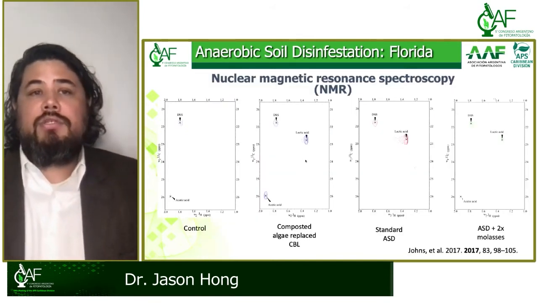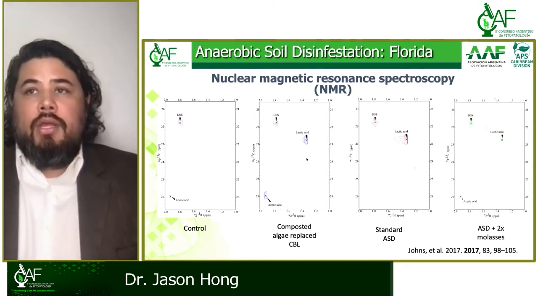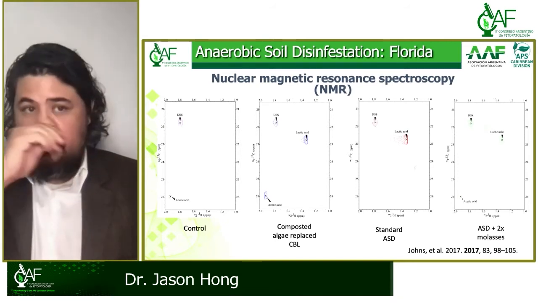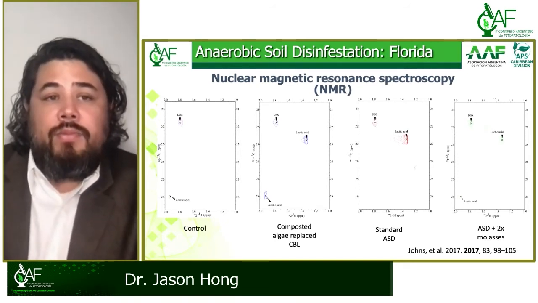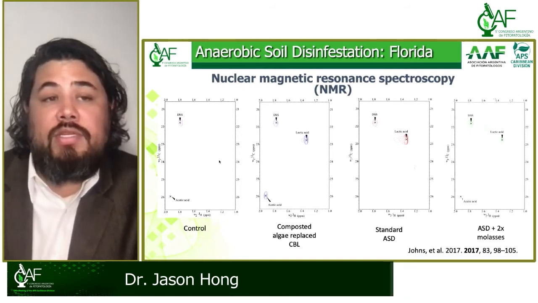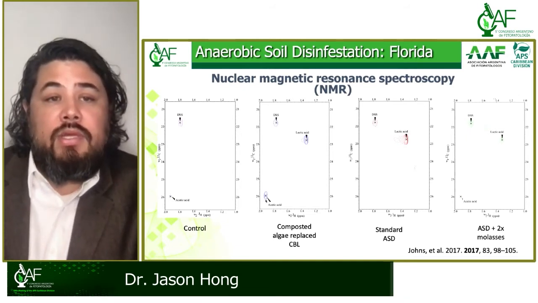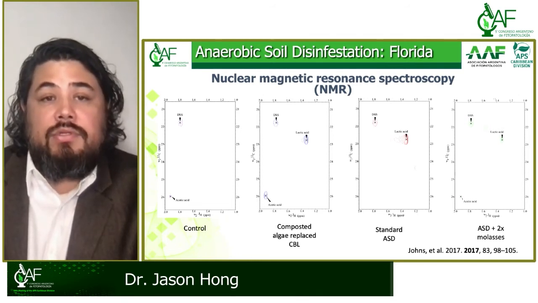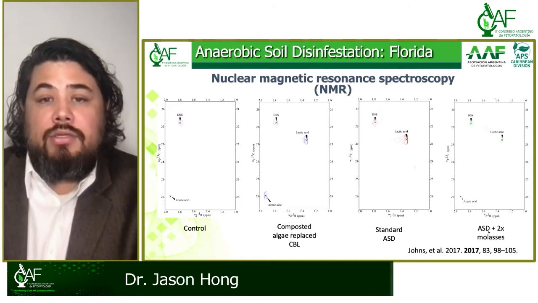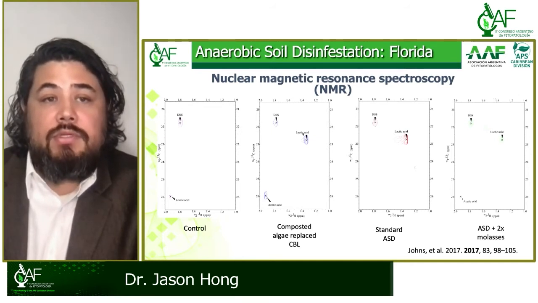Using NMR, which looks at the different spins of the atoms in the soil samples, we wanted to see what metabolites were being produced and how that related to controlling the pathogens. So what antimicrobial metabolites? What we found was that depending on the carbon source, so this is algae, ASD, and 2 times the molasses, we would have different amounts and types of metabolites produced.